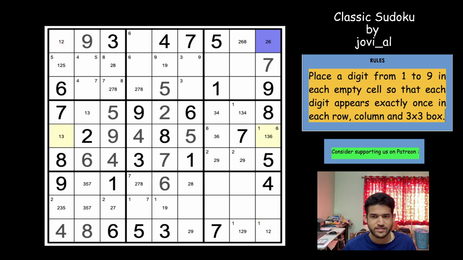Oh, wait. This could actually be a W wing. Ha! I have the name of this technique now. This is called a W wing, right? So you focus on cells which have the same bi-value candidates, in this case row 1 column 1 and row 9 column 9, and then you identify cells which are looking at both of these cells. So in our case, both these cells were looking at both row 1 column 1 and row 9 column 9.